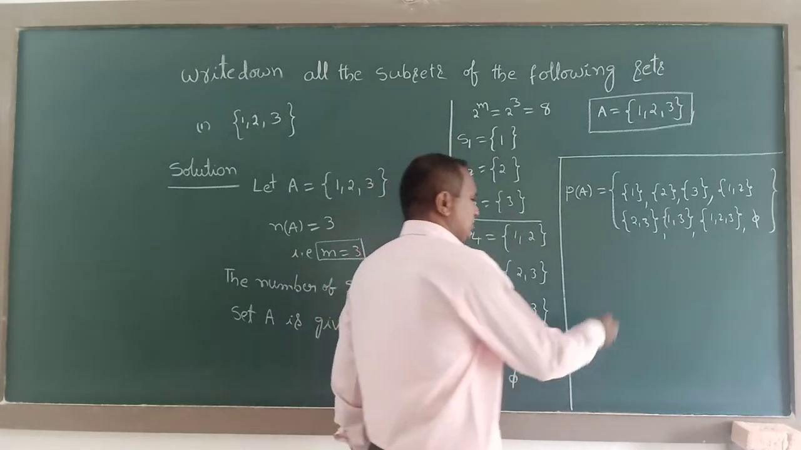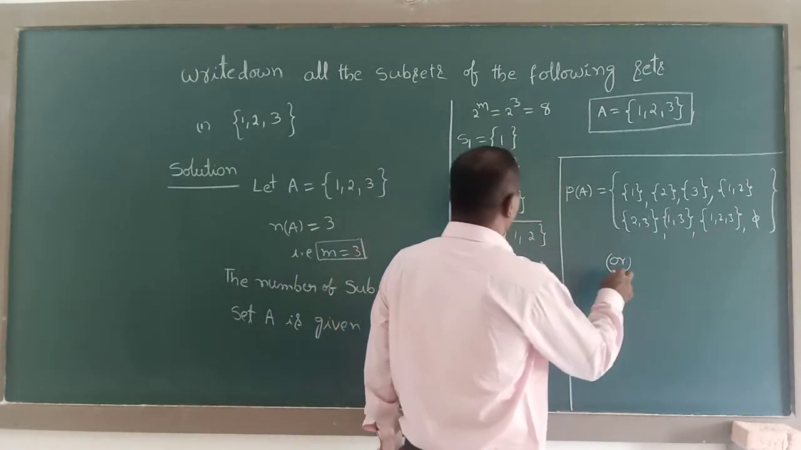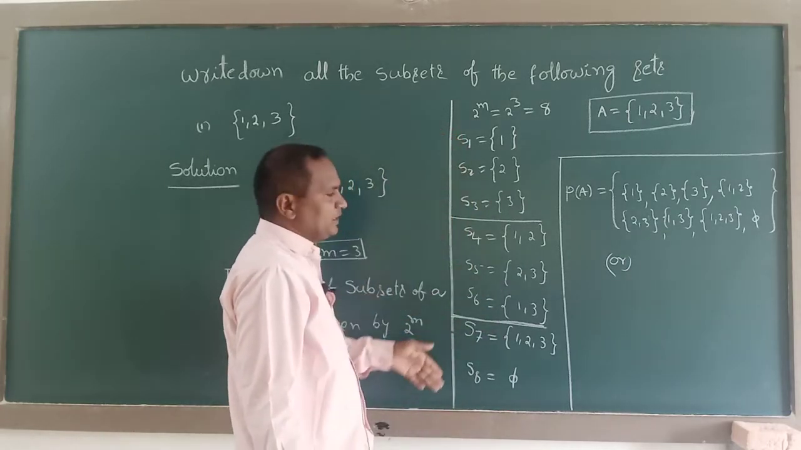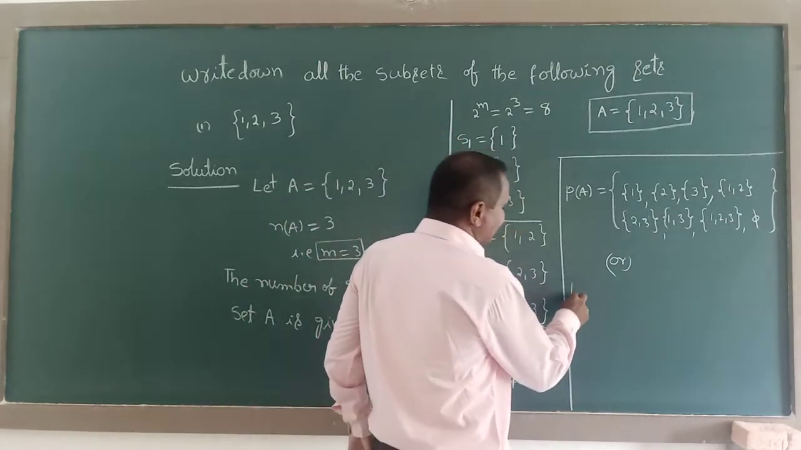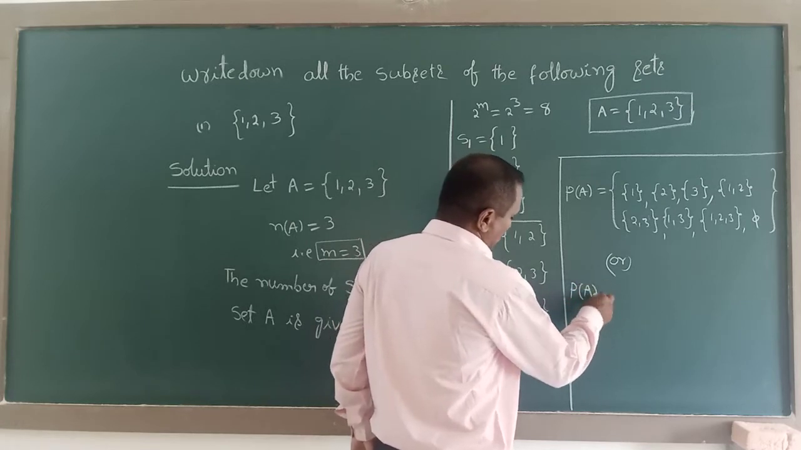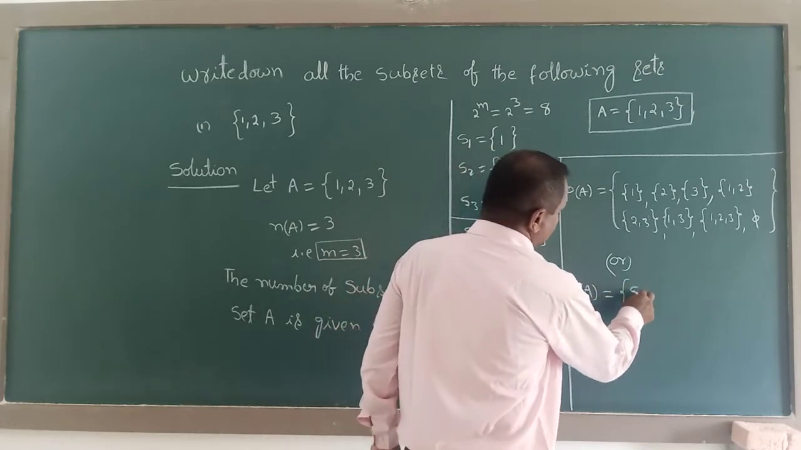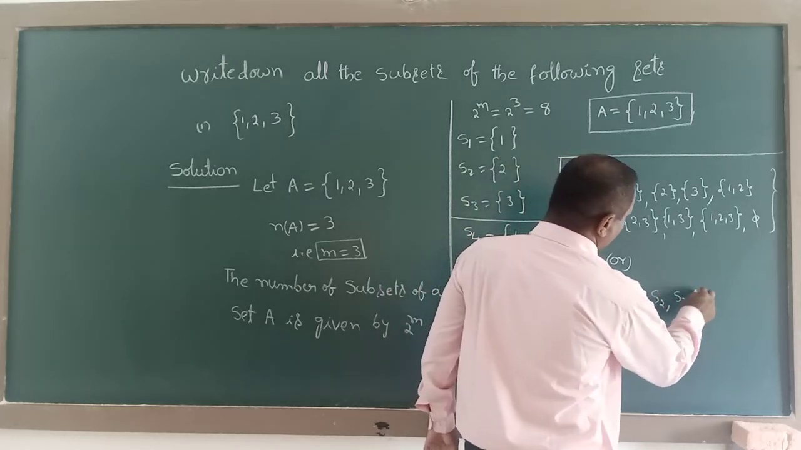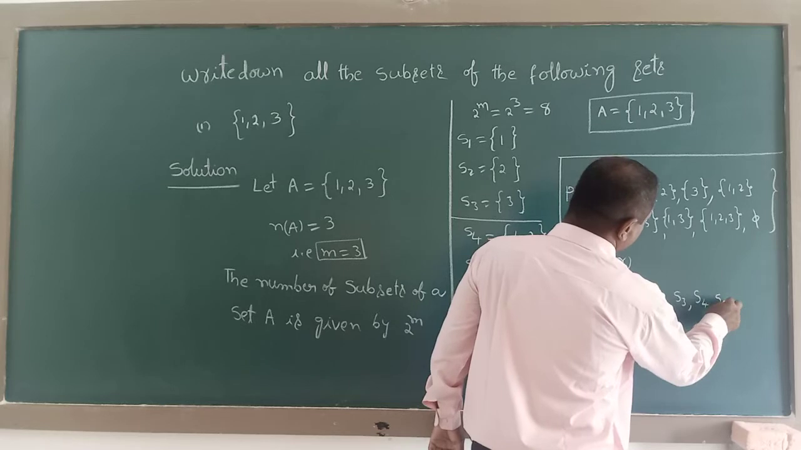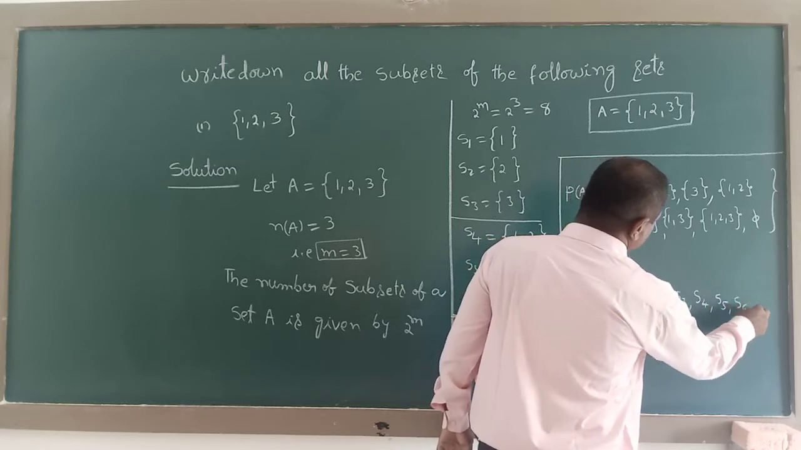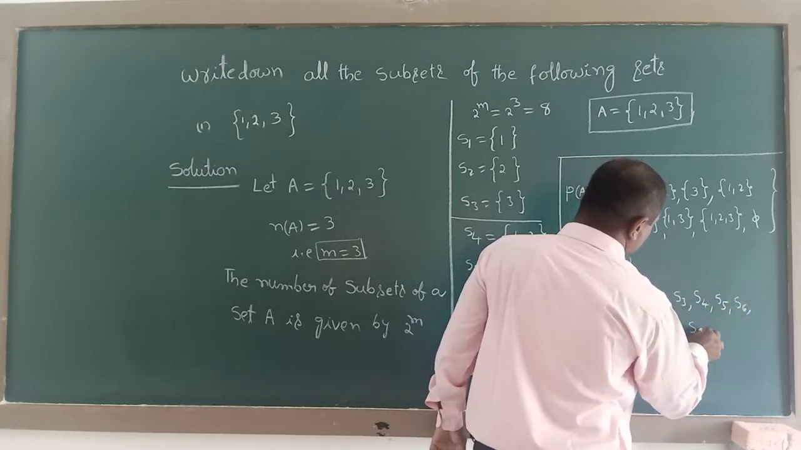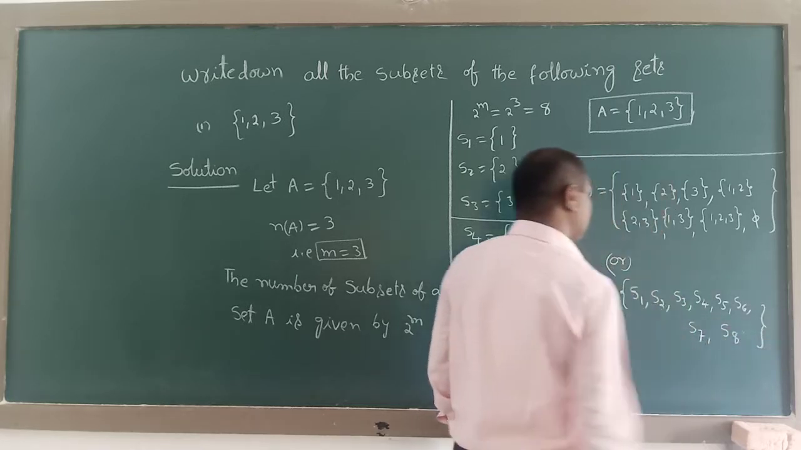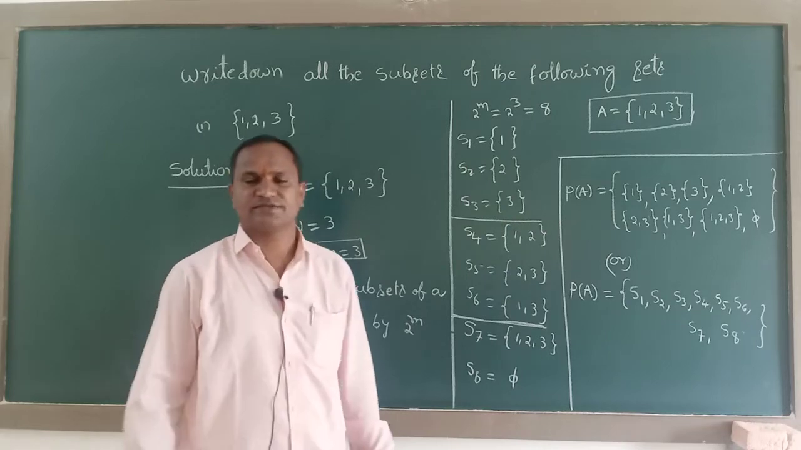In some textbooks, you can represent it like this also, because we represented the subsets from S1 up to S8. That's why you can list them out like this also: S1, S2, S3, S4, S5, S6, S7, S8, like that. Like that also we can represent.